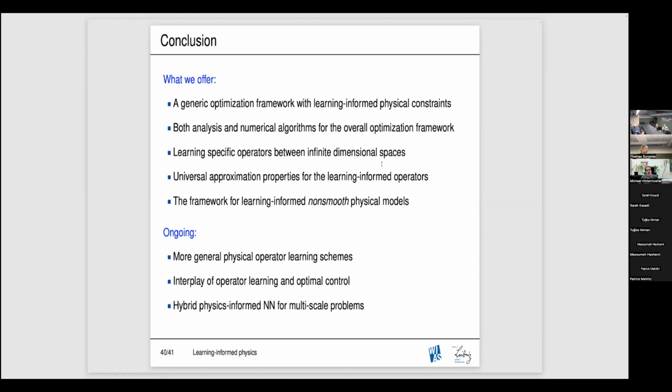Where there is a side constraint or governing equation or state equation, a PDE or an ODE which has either components which come from machine learning or are entirely machine learned in terms of the solution operators. We looked a bit into the analysis, but of course more could be said. We looked a bit into numerical algorithms.